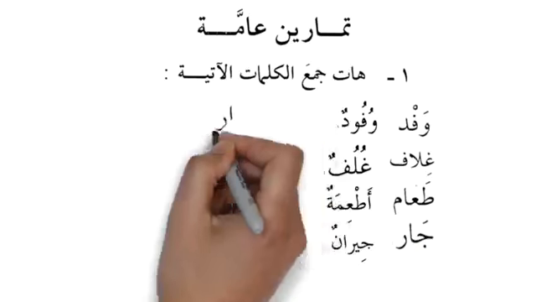Jarun, neighbors. This will have a different pattern. It will be jiranun. To the next one, jidarun is wall. And what is the plural for wall? It will be judurun, like ghilafun. If you see the pattern there, ghilafun, jidarun, the pattern will be the same, judurun.